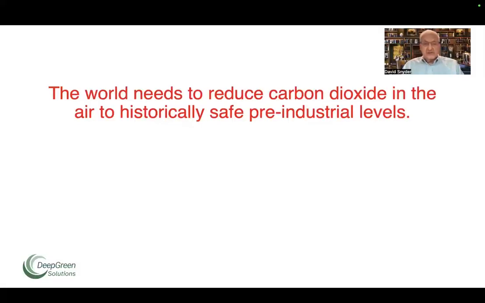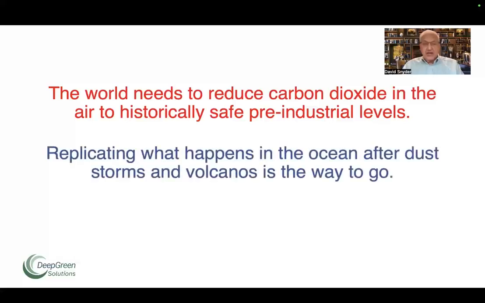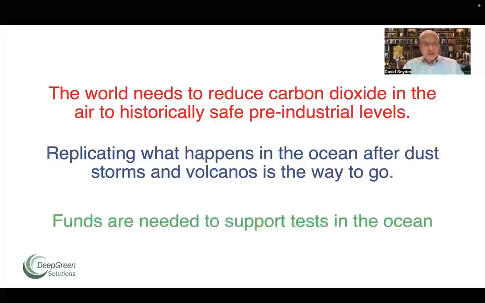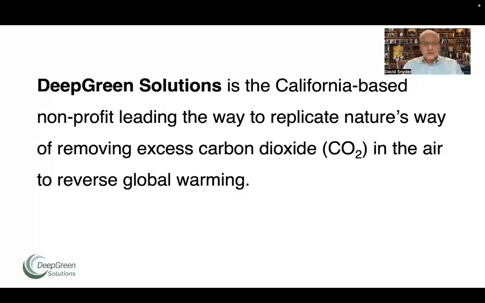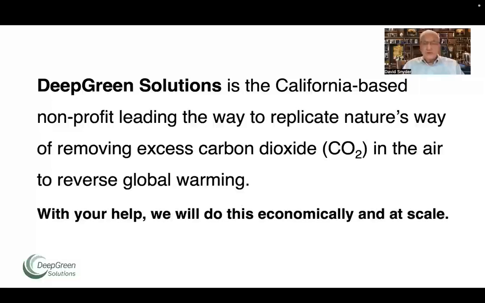The world needs to reduce carbon dioxide in the atmosphere, and replicating what happens in the ocean after dust storms and volcanoes seems like the way to go. We do need funds to support tests in the ocean. Deep Green Solutions is a California-based nonprofit, and we're leading the way to develop this technology. With your help, it can be done economically and at scale.